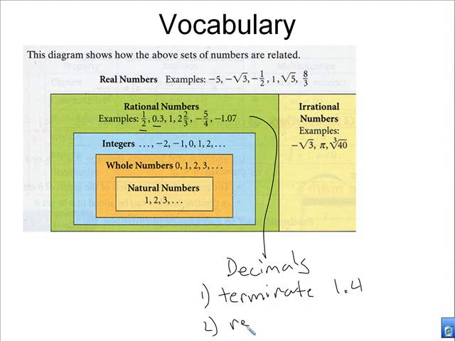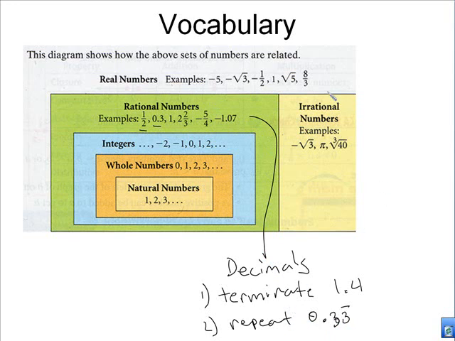or they repeat. Let's say you have a decimal such as 0.33 and it just keeps repeating. This is a repeating decimal. So for rational numbers, remember the decimals have to either terminate or repeat.